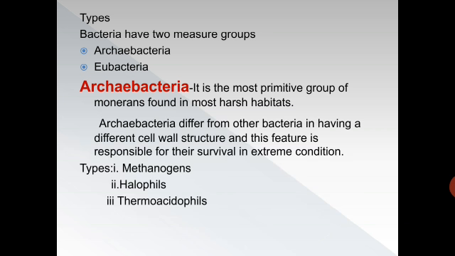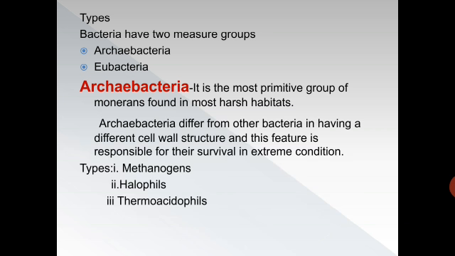Coming to the types of bacteria. Bacteria have 2 major groups, Archaebacteria and Eubacteria. Archaebacteria is the most primitive group of monerans found in most harsh habitats. Archaebacteria differ from other bacteria in having a different cell wall structure, and this feature is responsible for their survival in extreme conditions.